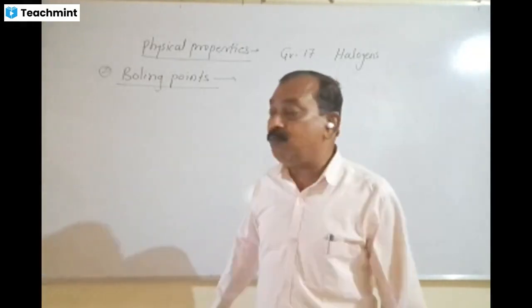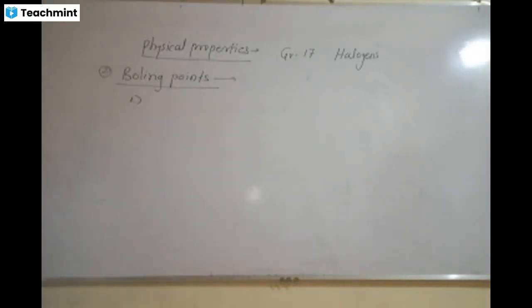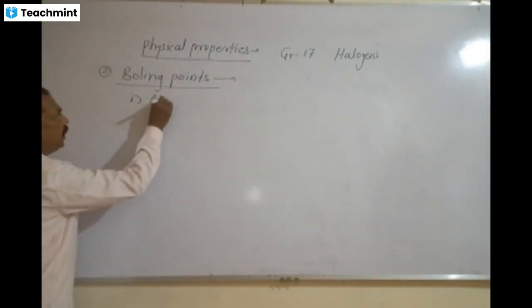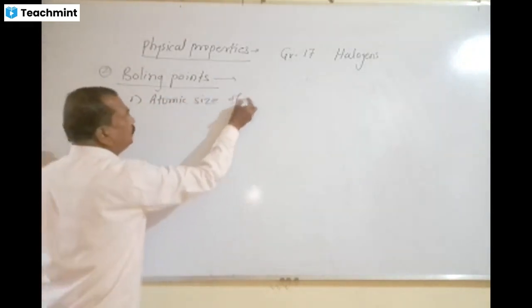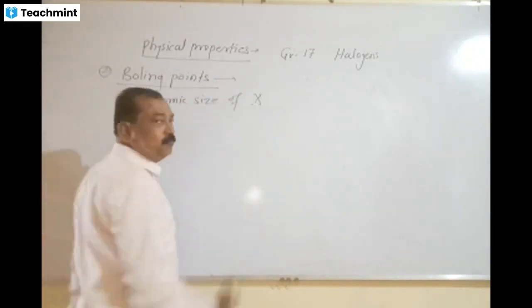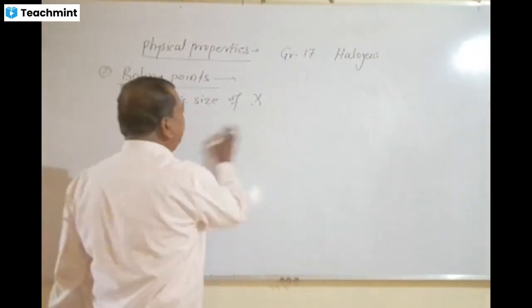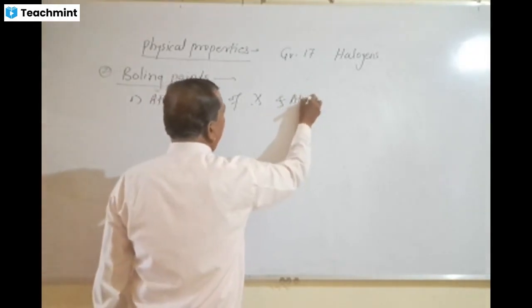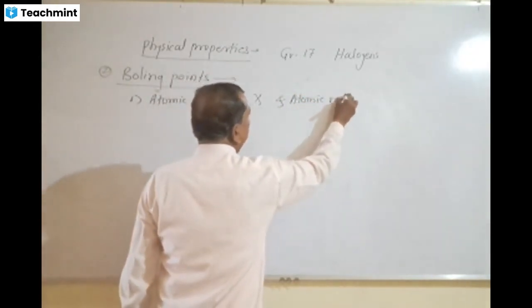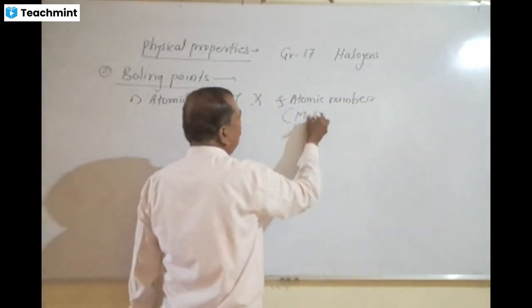Therefore, factors affecting the boiling point. Number 1, boiling point depends upon atomic size of the halo group, atomic size and atomic number, that is molecular mass.